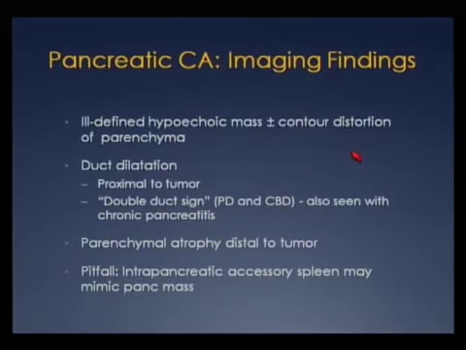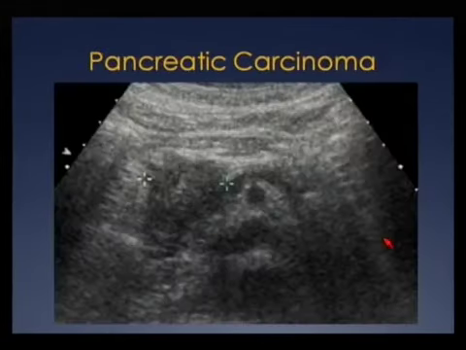Now, pancreatic cancer, again, with ultrasound, we don't typically image for pancreatic cancer, but we may be the first to incidentally see this in patients with jaundice. And we can see ductal dilatation proximal to the tumor. The double duct sign refers to dilatation of the pancreatic and common ducts, which we can also sometimes see with chronic pancreatitis. We may have pancreatic atrophy distal to the tumor. And one of the pitfalls, just to keep in mind, is an accessory spleen may mimic a pancreatic mass. So if you see an echogenic mass within the pancreatic tail, think accessory spleen, and this can be confirmed a lot of times with the nuclear medicine red blood cell study.